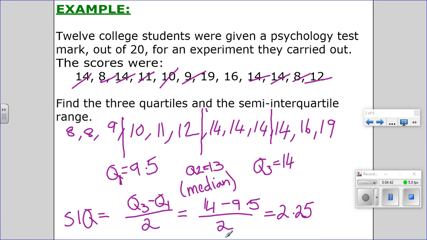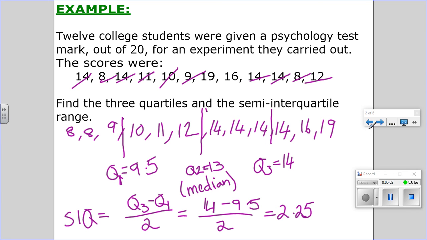What the semi-interquartile range does is that it measures the spread of your data. So the larger that number, the more spread out your data is. Much like standard deviation measures spread of data, so does your semi-interquartile range. And it's less cumbersome calculation-wise to be able to work out the semi-interquartile range.